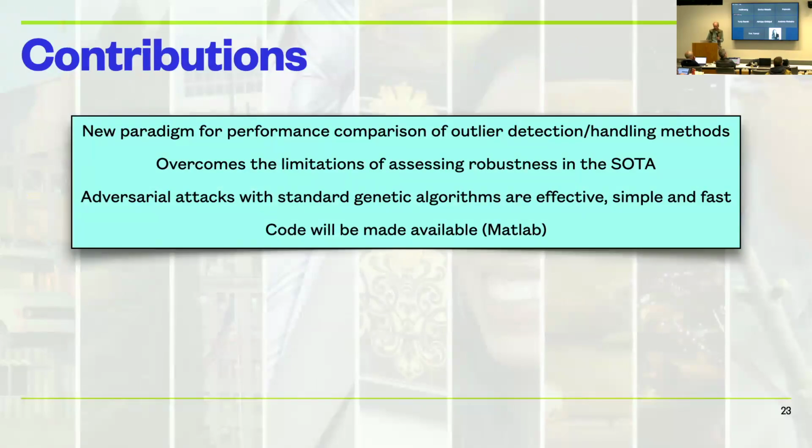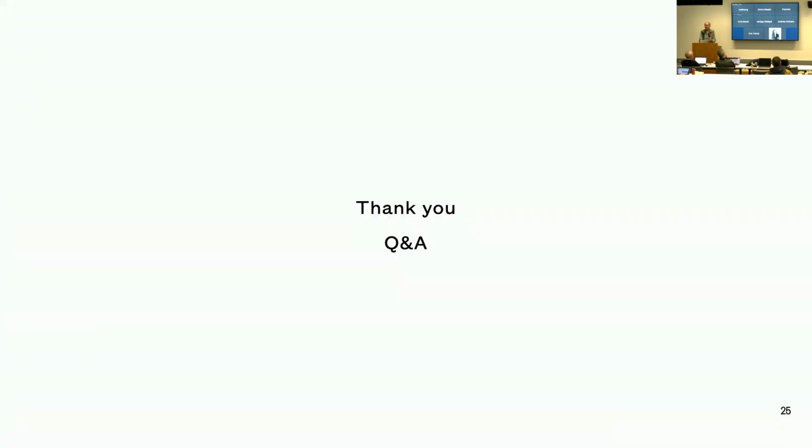So finally, what are the contributions? So we proposed a new paradigm for the performance comparison of outlier detection handling methods. It overcomes the limitations of assessing the robustness in the state of the art, and the adversarial attacks with standard genetic algorithms are effective, simple, and fast, and we will make the code available. These are our references, and thank you very much.